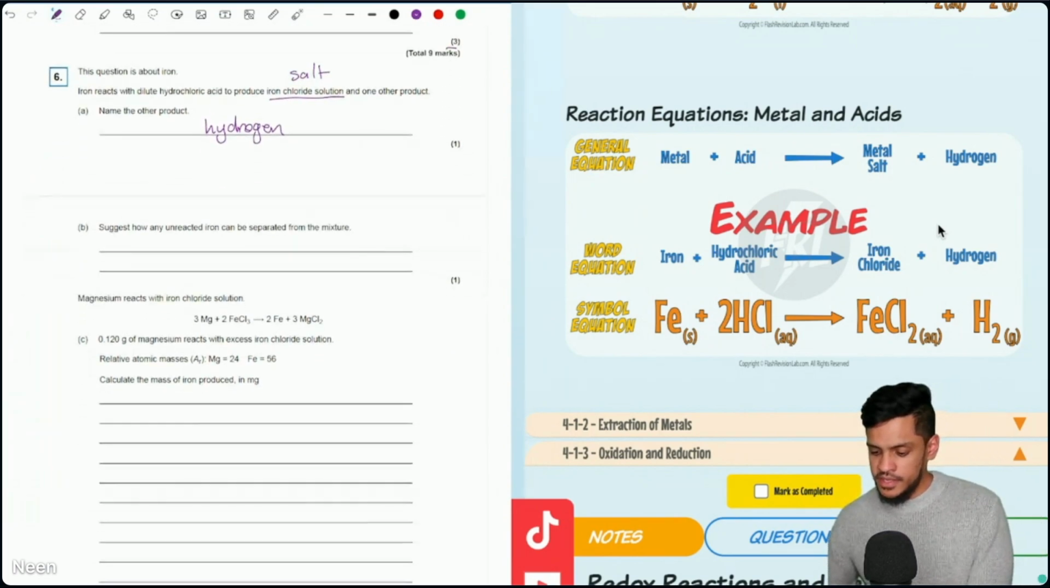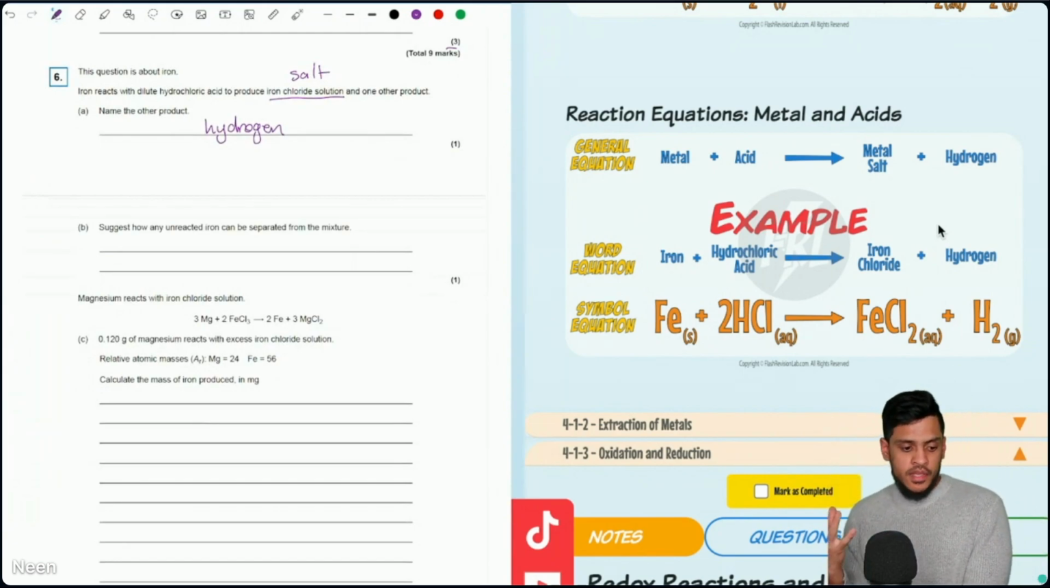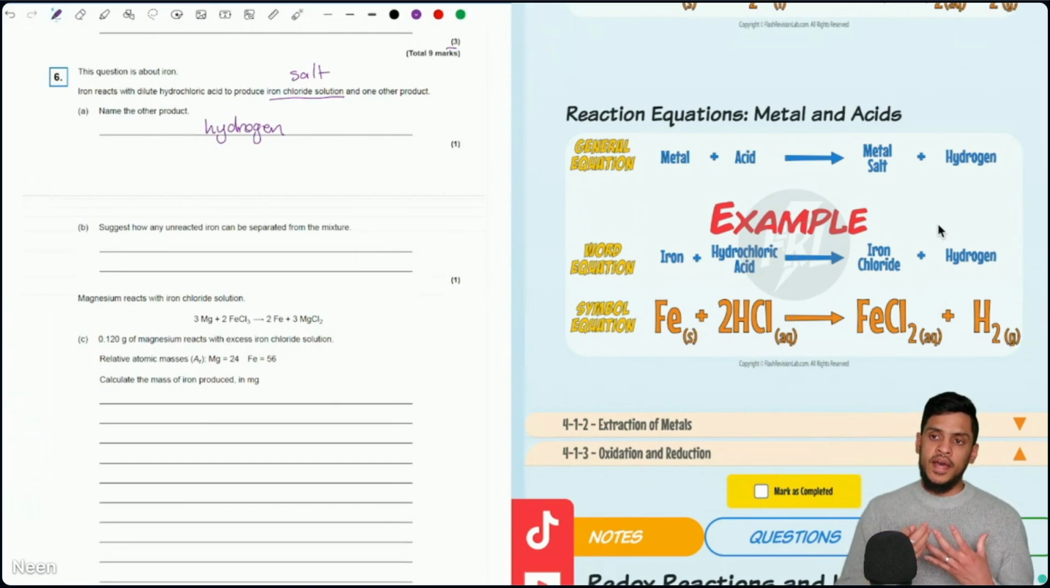So, how can any unreacted iron be separated from the mixture? What do you guys think? Imagine you've got a solution of acid, you add iron to it, but not all the iron dissolved. You've got extra iron pieces in the solution.